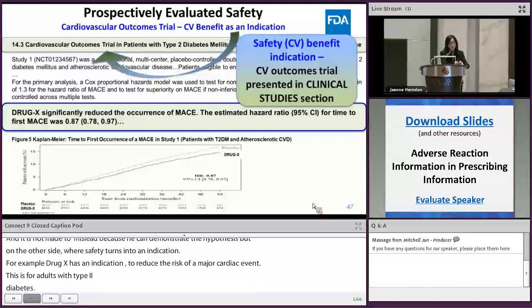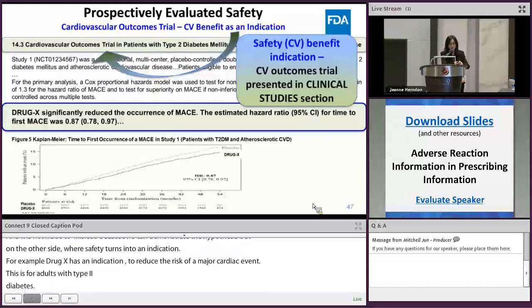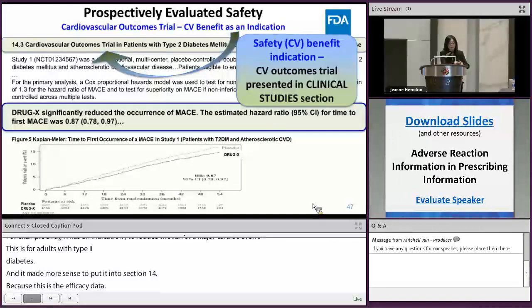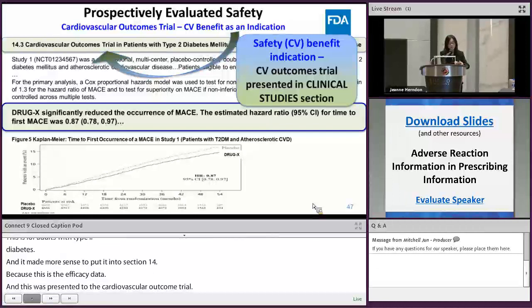And here this is the data presented for the cardiovascular outcome trial in this population, and the statement here that drug X significantly reduced the occurrence of MACE, as shown in this Kaplan-Meier figure.